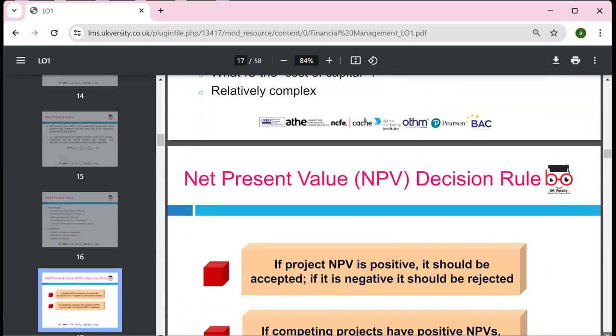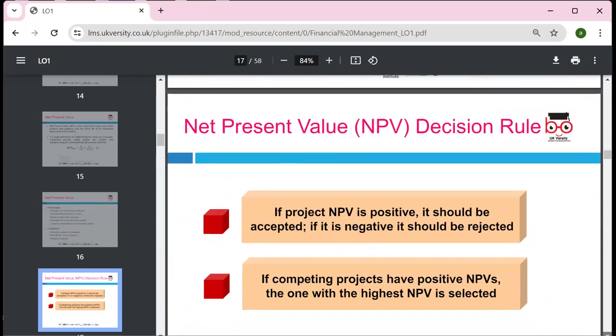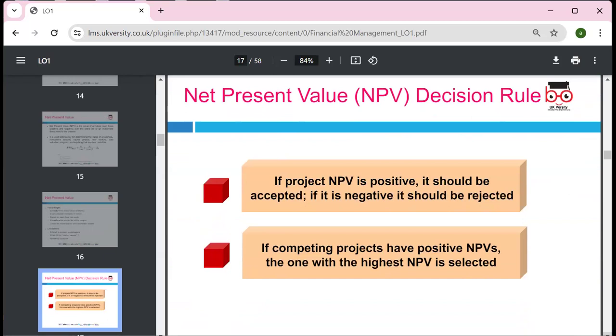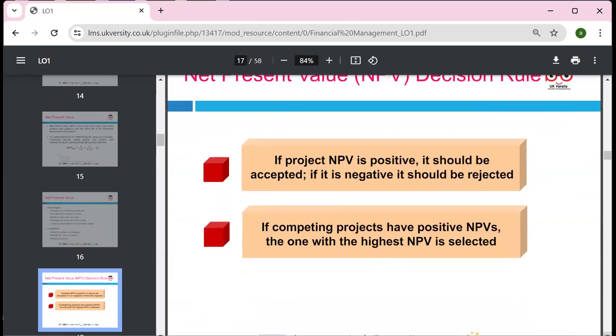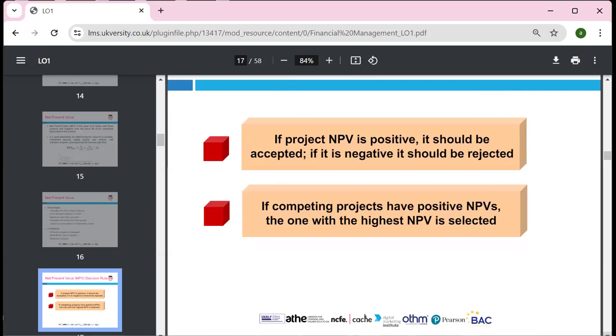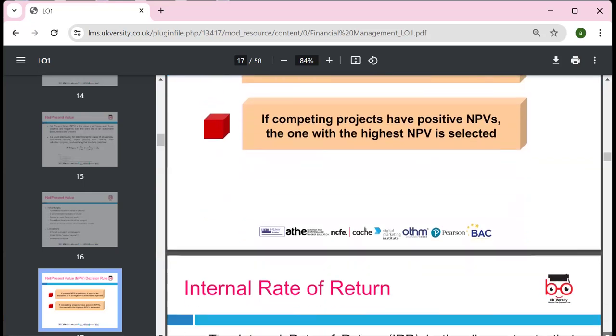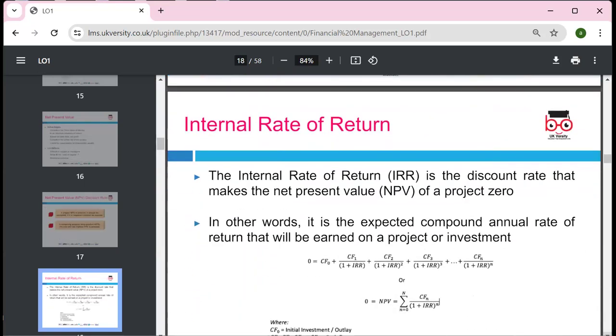So for net present value, the decision rule is: if the NPV is positive, we should accept the project; if negative, reject. If a project has the highest positive NPV compared to other projects, we accept it. For internal rate of return, we need two NPVs, one positive and one negative, and the rate in between; the higher the IRR, the better. It is the expected compound annual interest rate the project will earn.